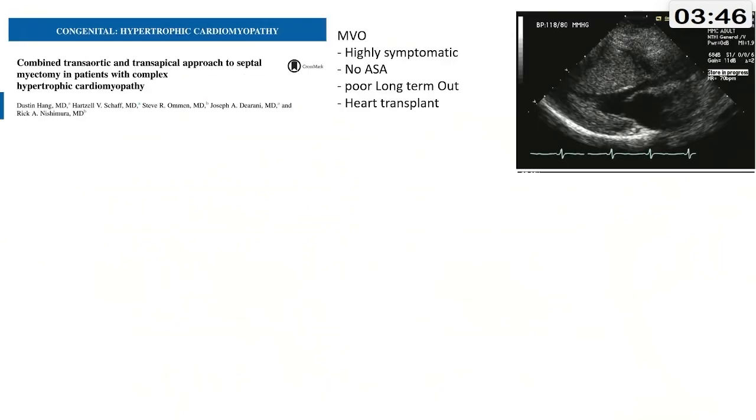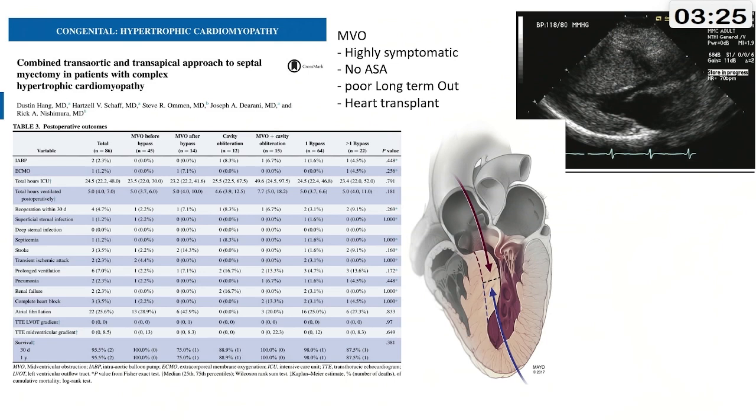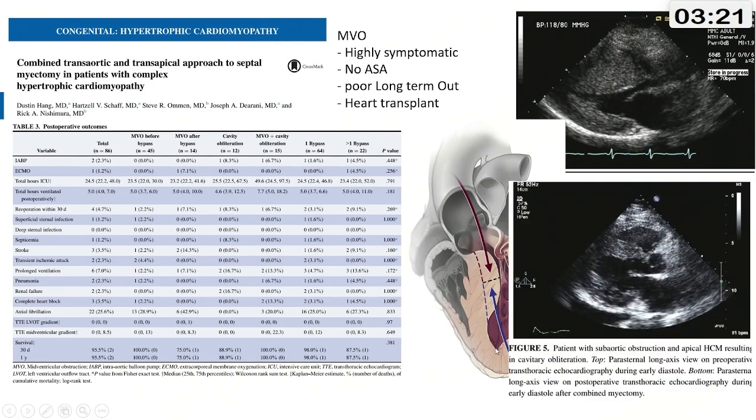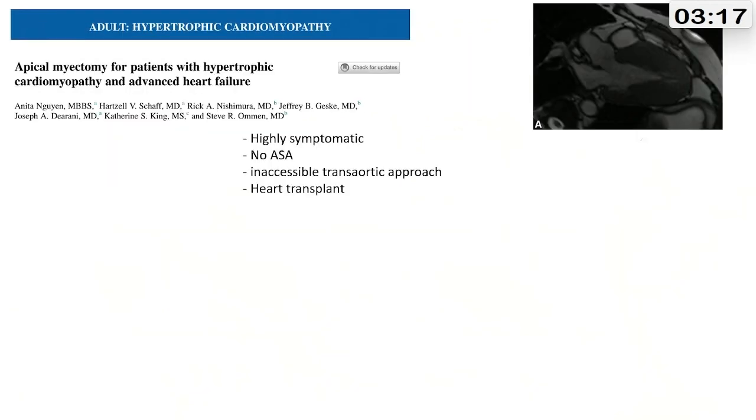What about mid-ventricular and apical hypertrophic cardiomyopathy? We all face these patients. They are highly symptomatic, with no role for alcohol septal ablation and a very poor long-term outcome, and the only solution is heart transplantation. Do they have an option? Yes, we can combine transaortic and transapical septal myectomy with an acceptable level of complications, and we may end with this very nice left ventricular cavity.